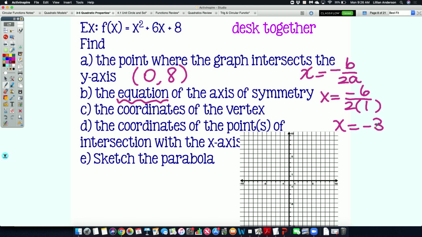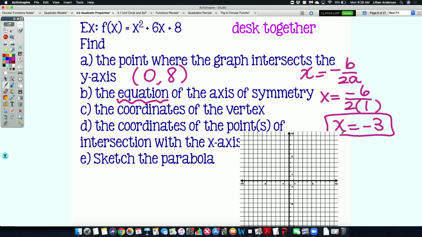So far, so good. Do we have to do all that if it just says the equation of the axis of symmetry? Or can we just write the equation and still get it right? You actually need to give the number. You don't have to show all the steps I did, as long as you get that part, you're good. Okay. Now the coordinates of the vertex.